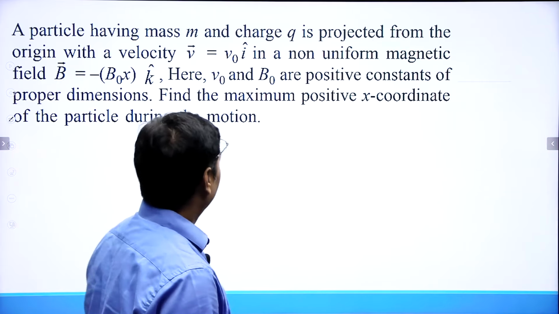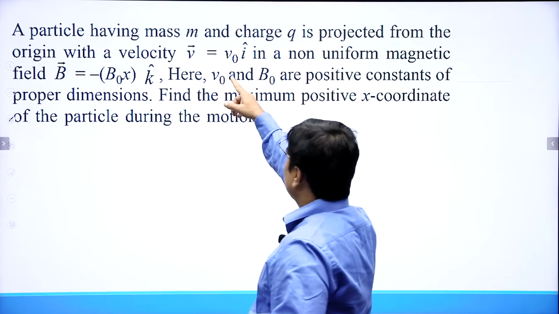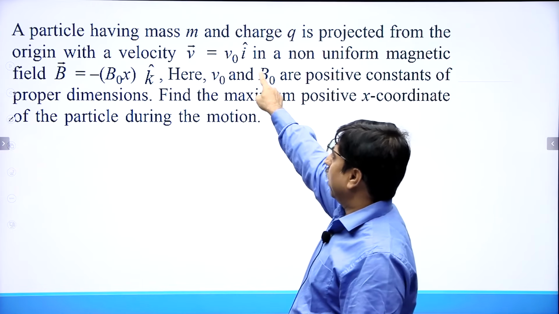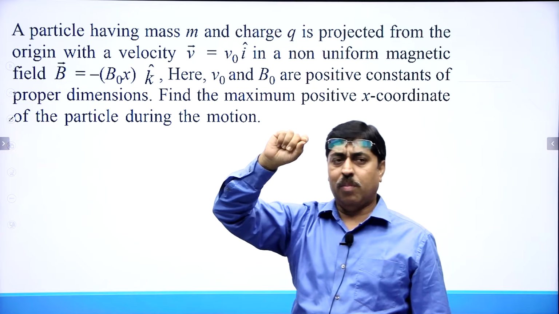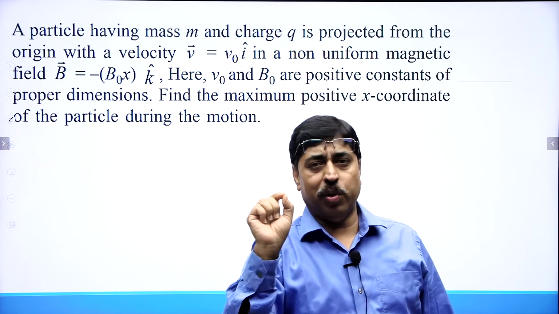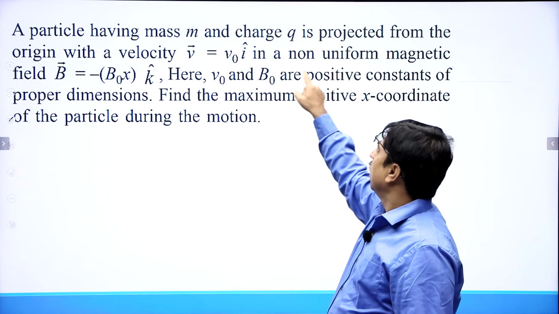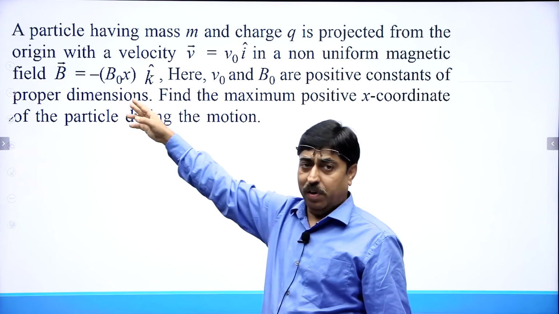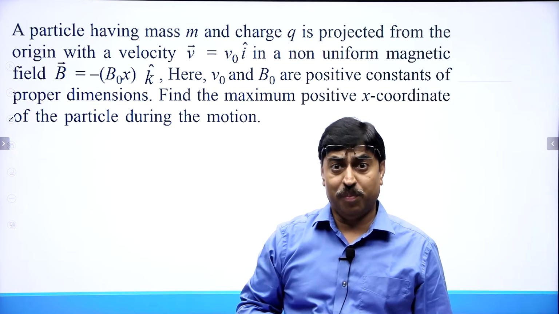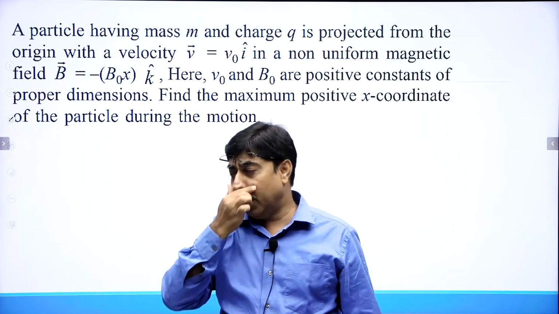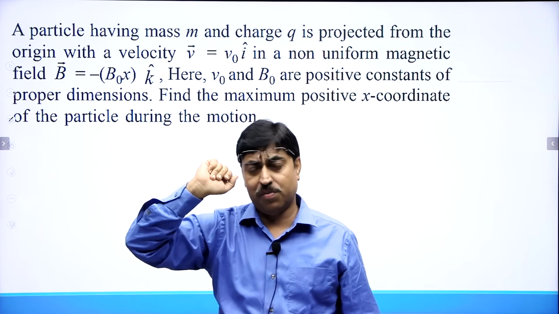The question says, a particle having mass small m and charge q is projected from the origin with velocity v naught i cap. There is a particle having mass m and charge q. It is projected from origin in positive x direction with speed v naught in a non-uniform magnetic field. The magnetic field is not uniform. It is minus B naught x k cap. So, the magnetic field is in negative z direction, that is the first thing.